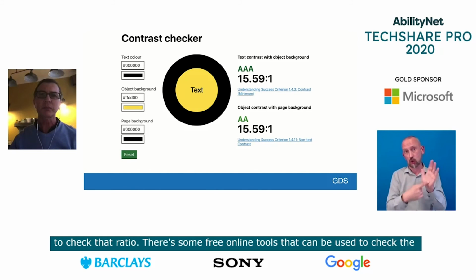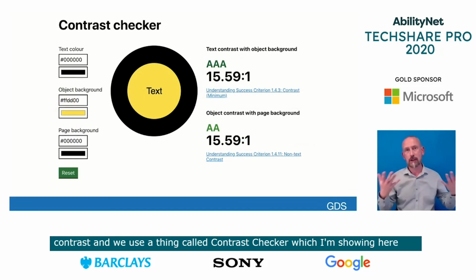It's a freely available tool that can be used to check what colours are in use on the page and the contrast between them.